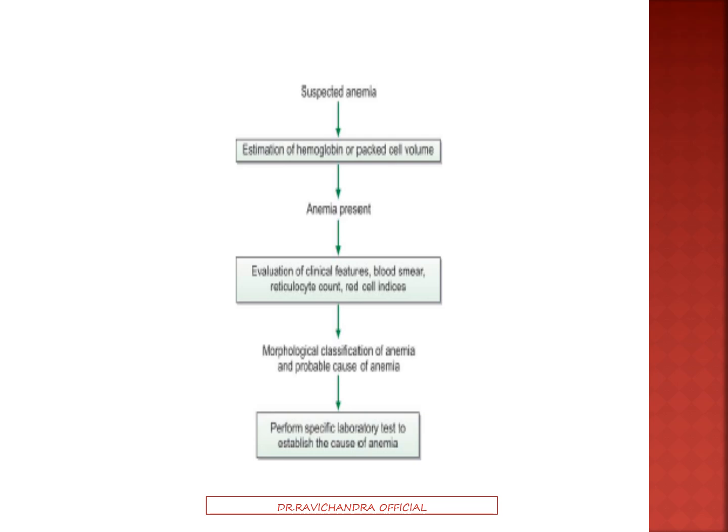With that, you have to again perform special laboratory tests to establish the cause of anemia. This is the flow chart or the pattern to be followed in investigating a case of anemia.